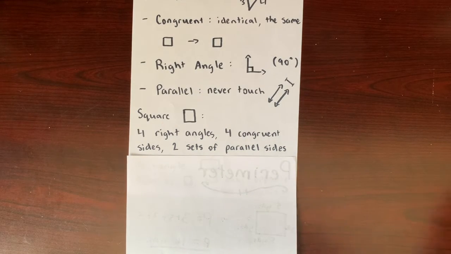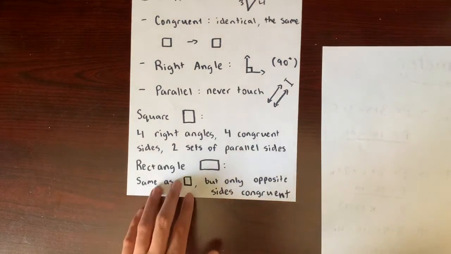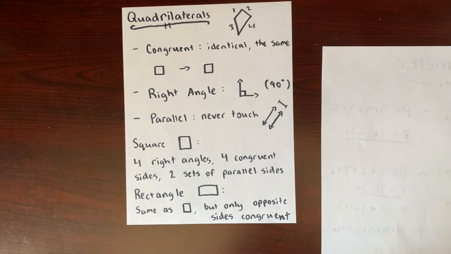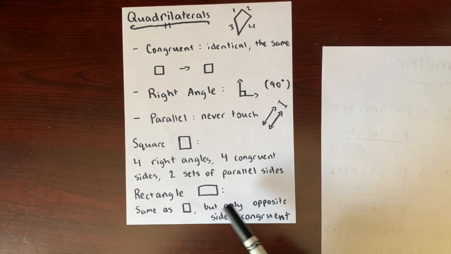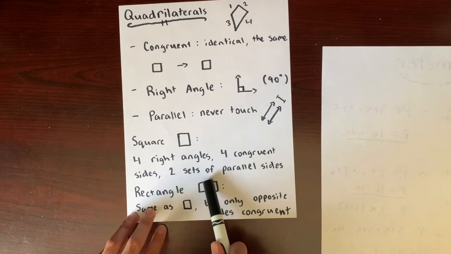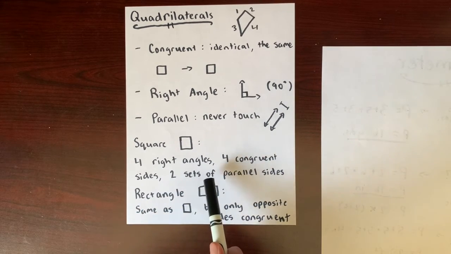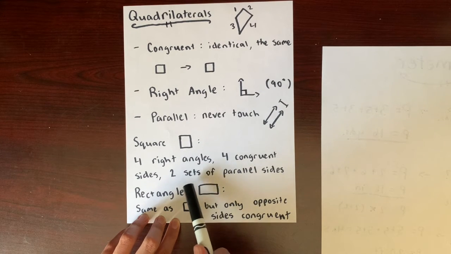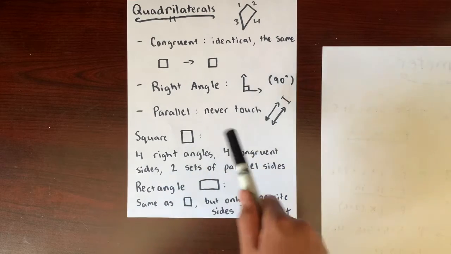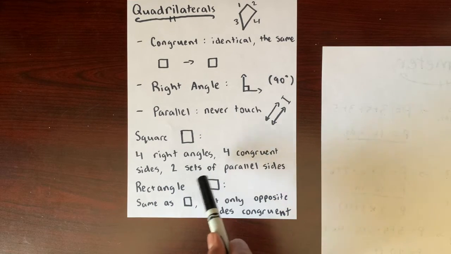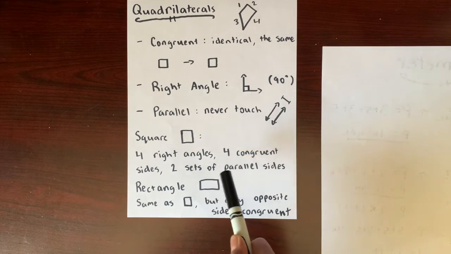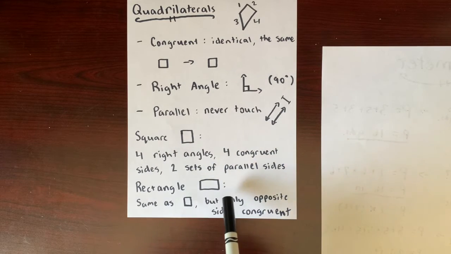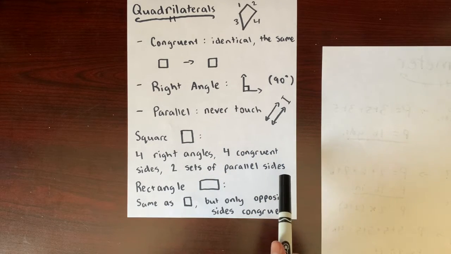Now let's talk about rectangles. A rectangle has the same properties as a square, but only the opposite sides have to be congruent. So here we can see that this side and this side are obviously not congruent, but this side and this side are congruent, and this side and this side are also congruent. So although not all four sides are congruent, there are two sets of congruent sides. And the other properties are the same. There's four right angles and there's two sets of parallel sides.